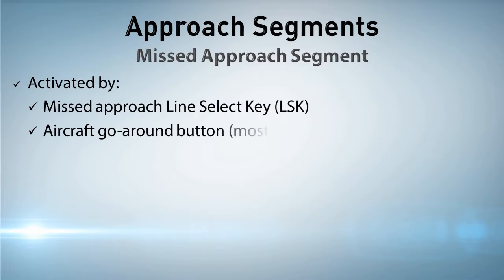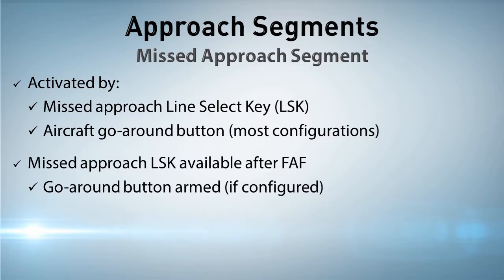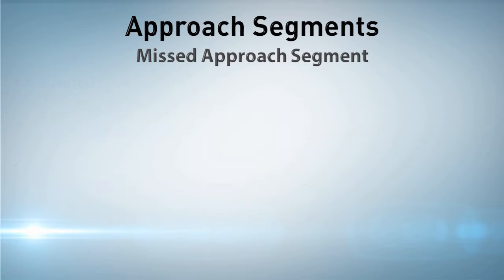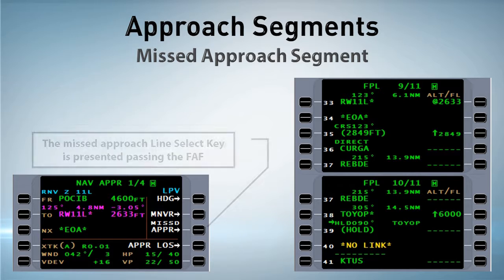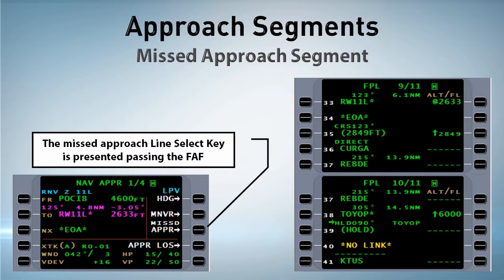Pressing the missed approach line select key, which becomes available after crossing the final approach fix, will present the missed approach routing following the missed approach point. For those aircraft so capable, pressing the Go Around button while the missed approach option is presented will also present the missed approach routing. The FMS has a nav approach page, which can only be seen when the approach is active. The FMS has crossed the final approach fix, now giving us a missed approach line select key.